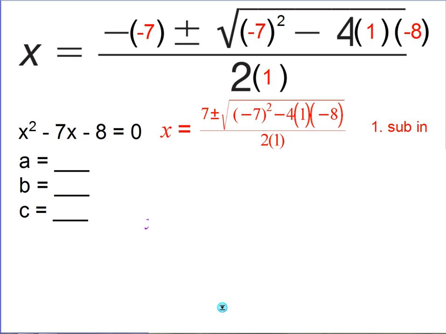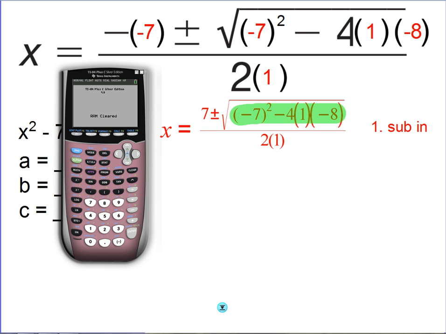Next, we're going to take this stuff underneath the radical sign. There's a fancy name for it. It's the discriminant, but right now I just care that you take the part that's under the square root and simplify it in your calculator. You can literally type it just the way you see it.